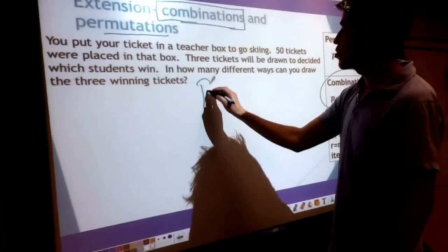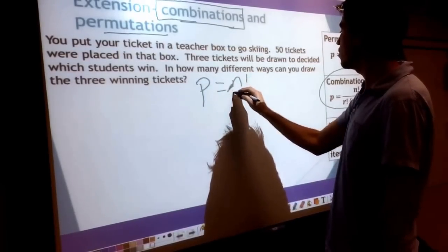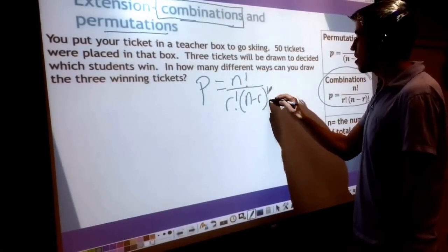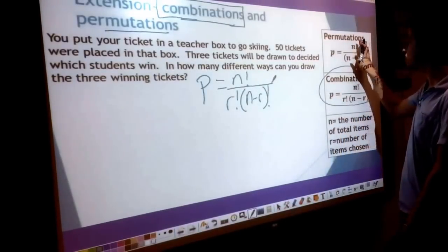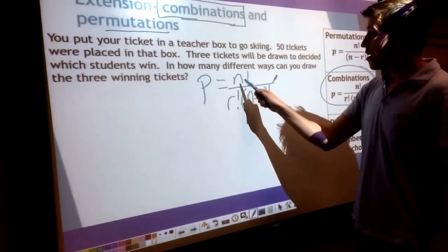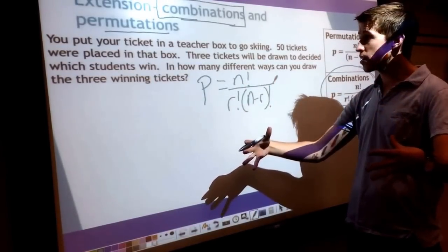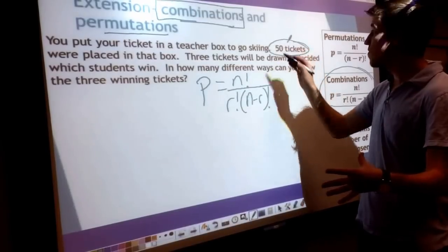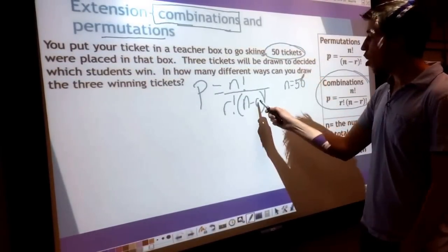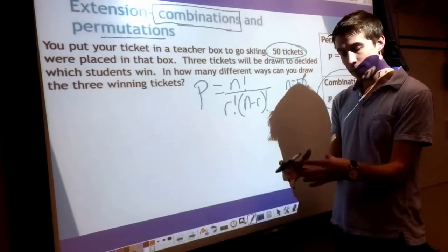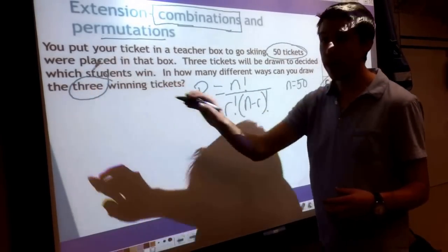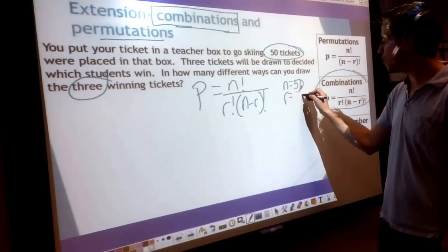So we're going to substitute into the formula of n factorial divided by r factorial times n minus r factorial. And we'll have these formulas for you so you can organize this. N is the total number that we are selecting from. So I saw that we had 50 tickets in the box, so my n will equal 50. R is literally just how many am I going to select out of that total. We're only going to draw 3 winning tickets, so my r will equal 3.